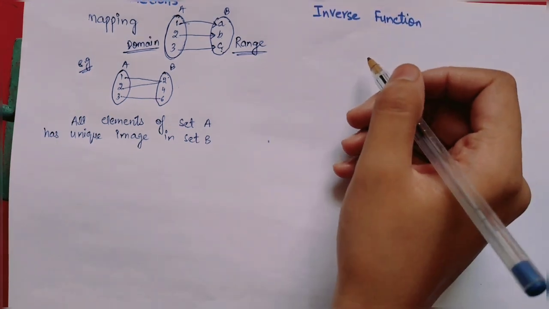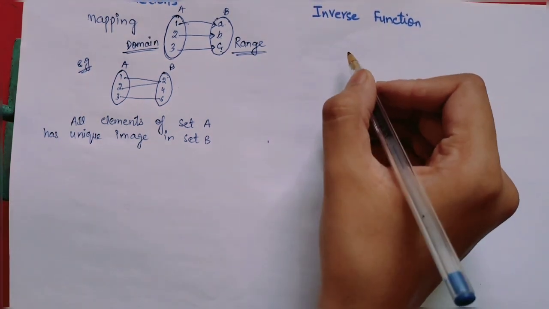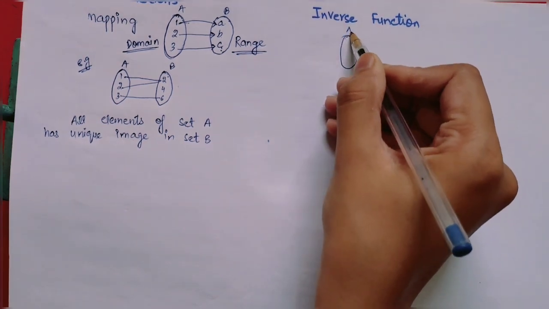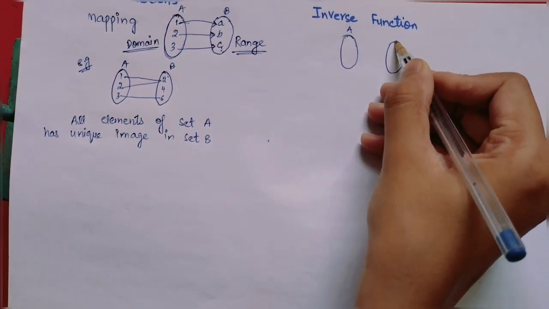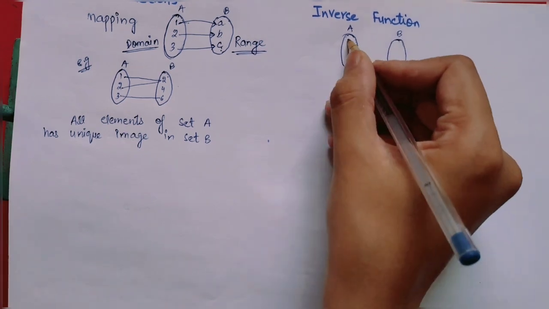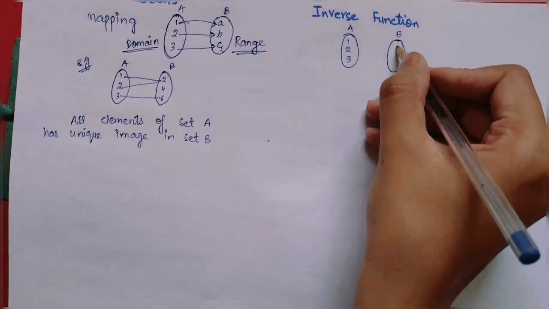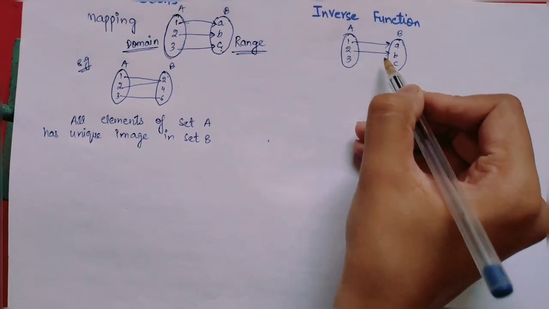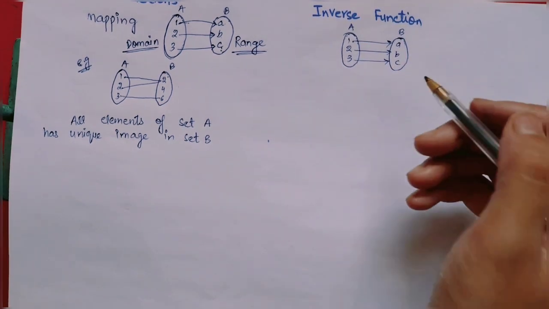Now let's see what an inverse function is. For example, our function has sets A and B and the mapping is 1 to 3 and A, B, C in a 1 to 1 correspondence. Okay, this is a function.